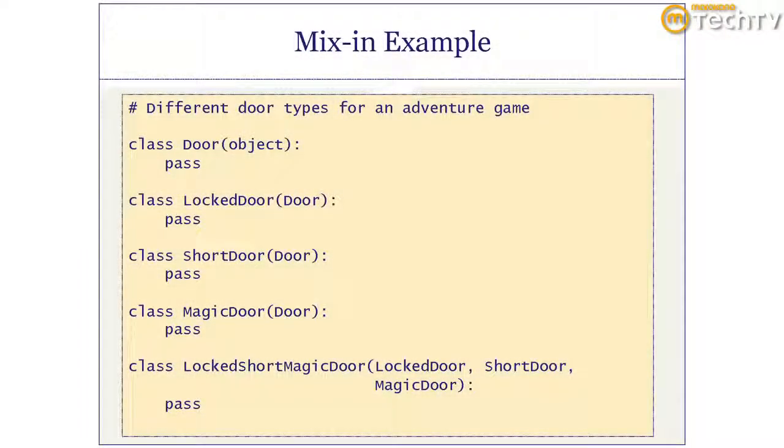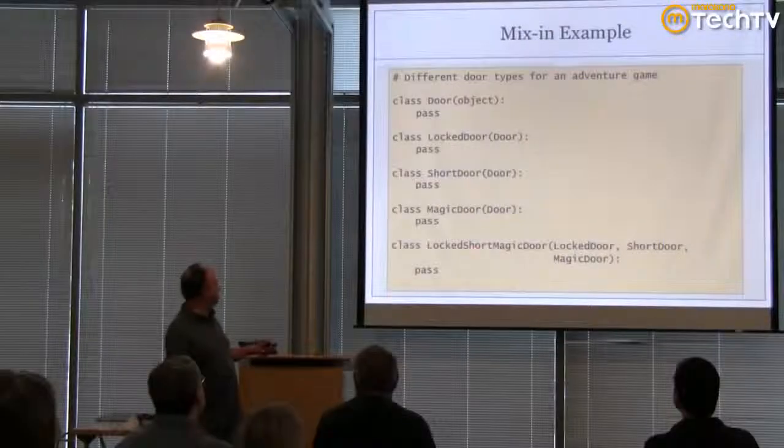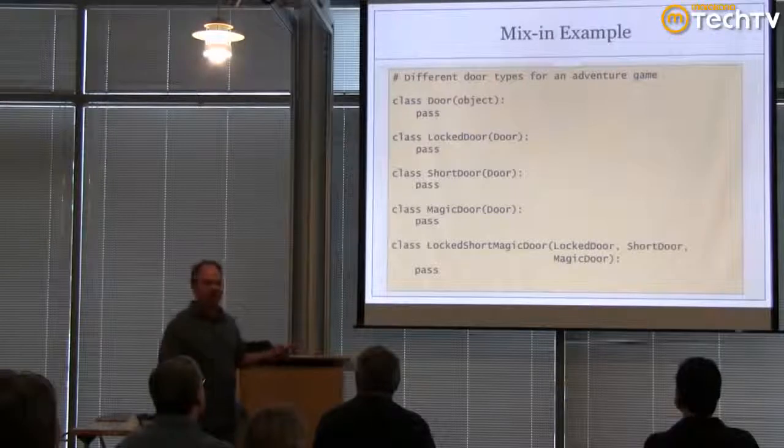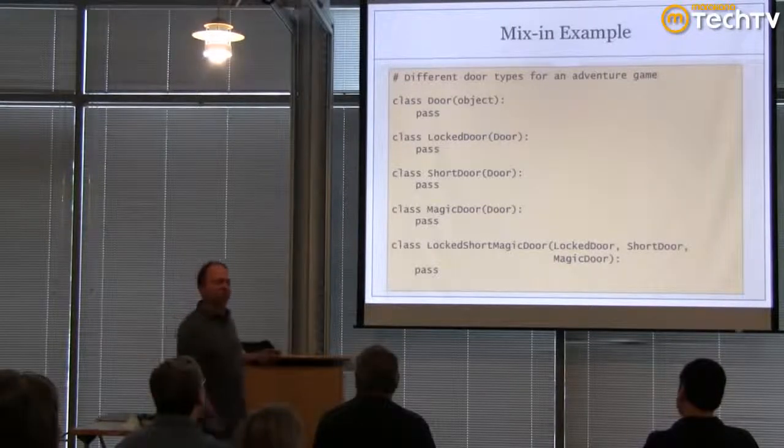So here's a little example. Let's say you're building an adventure game and you want to create a bunch of different kinds of doors for your maze. We'll have a base class door, we'll have locked doors, short doors, magic doors. If these are considered mixins, we can combine them together as a locked, short, magic door using multiple inheritance. And so great, this is something you couldn't do in Java.